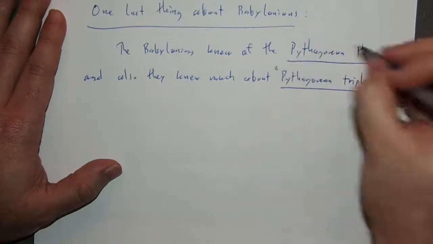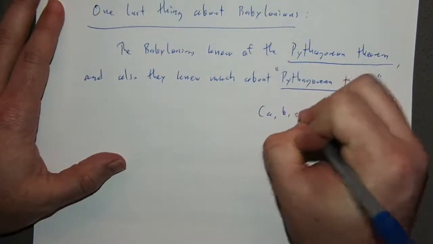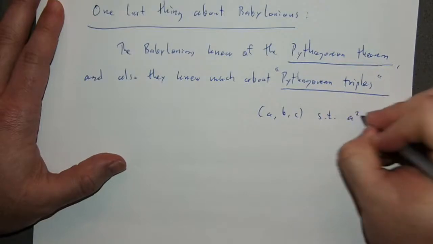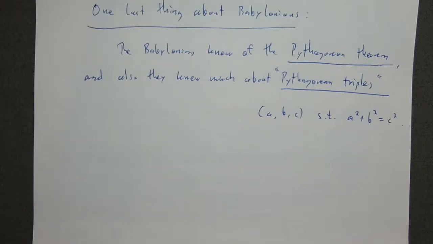So what are Pythagorean triples? Pythagorean triples are numbers a, b, and c such that a squared plus b squared is equal to c squared. A statement about Pythagorean triples is that if you have a right triangle, then the side lengths of that right triangle are Pythagorean triples. Conversely, if you have a set of Pythagorean triples, you can construct a right triangle having those as its side lengths. So there's a one-to-one correspondence between Pythagorean triples and right triangles that you can write down having those as the side lengths.